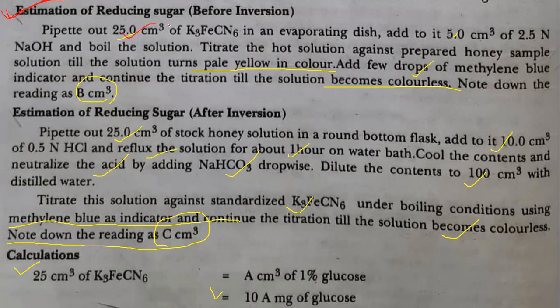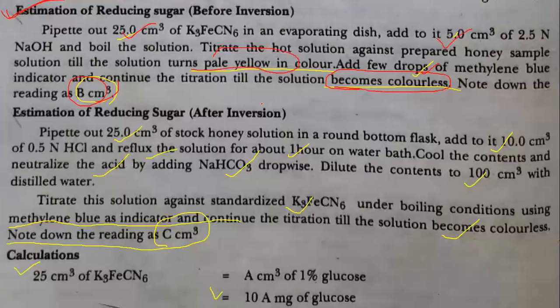Now pipette out 25 ml of K3FeCN6 in an evaporating dish, add 5 ml of 2.5 normal NaOH solution and boil it. Then titrate this hot solution against the prepared honey sample solution till the solution becomes pale yellow in color. Add few drops of methylene blue to this as an indicator. Then continue the titration till the color becomes colorless, and note down this as B cm³, like the previous one.